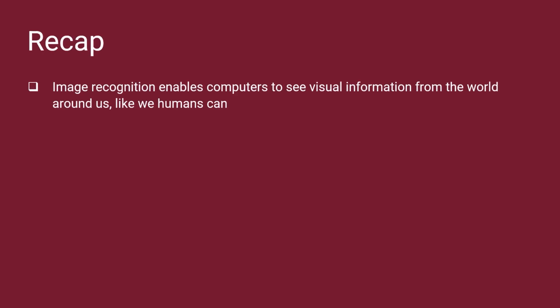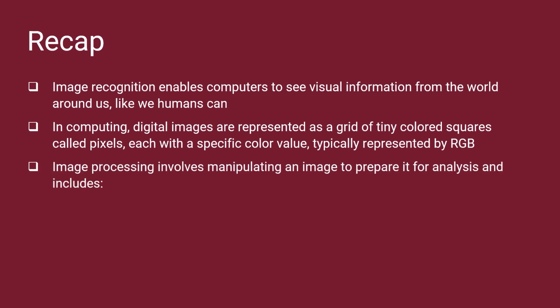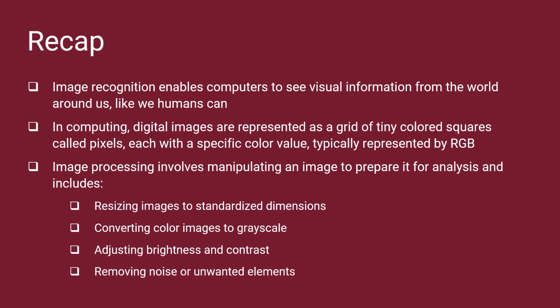In this video, you learned that image recognition enables computers to see visual information from the world around us, like humans can. In computing, digital images are represented as a grid of tiny colored squares called pixels, each with a specific color value, typically represented by RGB. Image processing involves manipulating an image to prepare it for analysis and includes resizing images to standardized dimensions, converting color images to grayscale, adjusting brightness and contrast, and removing noise or unwanted elements.